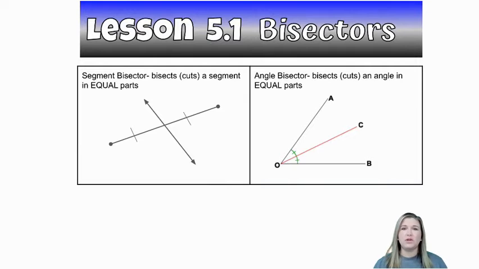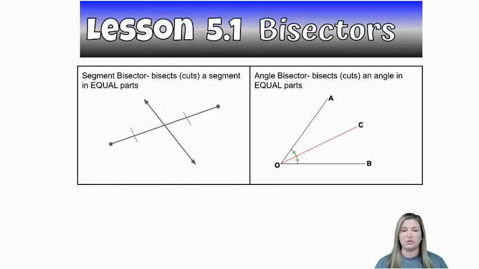Guys, in this lesson, we're going to look at bisectors. So we're going to look at segment bisectors and angle bisectors, and what does that actually mean, and what does that look like, and how can we apply that? So by definition, a bisector is something that cuts something directly in half.